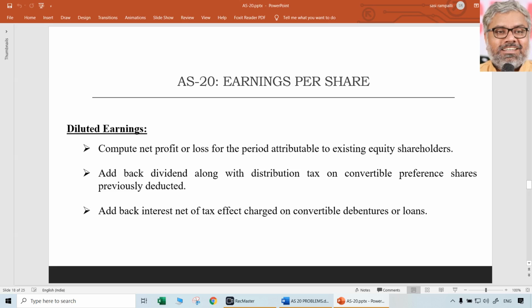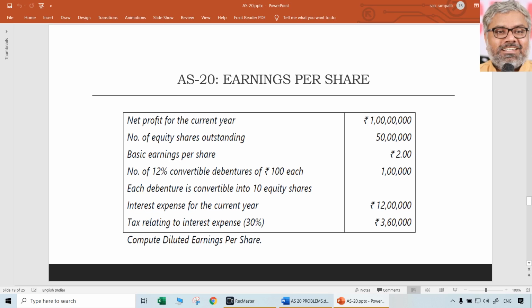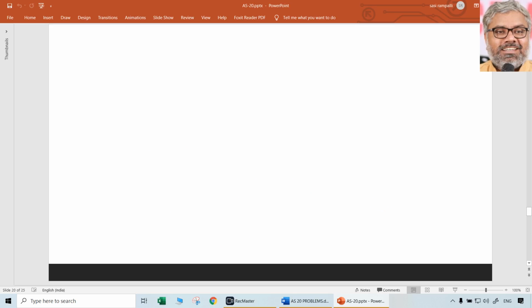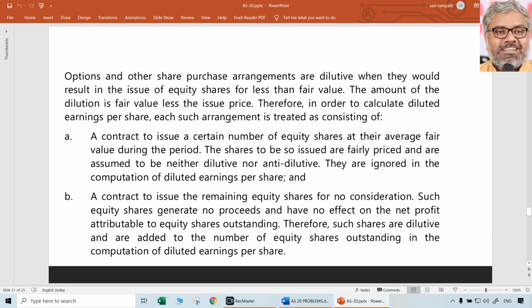The denominator definitely will be increased by the number of dilutive potential equity shares according to their timing and according to what the conversion ratio would be if those were really converted into equity shares. That is diluted EPS, another important aspect in the examinations.